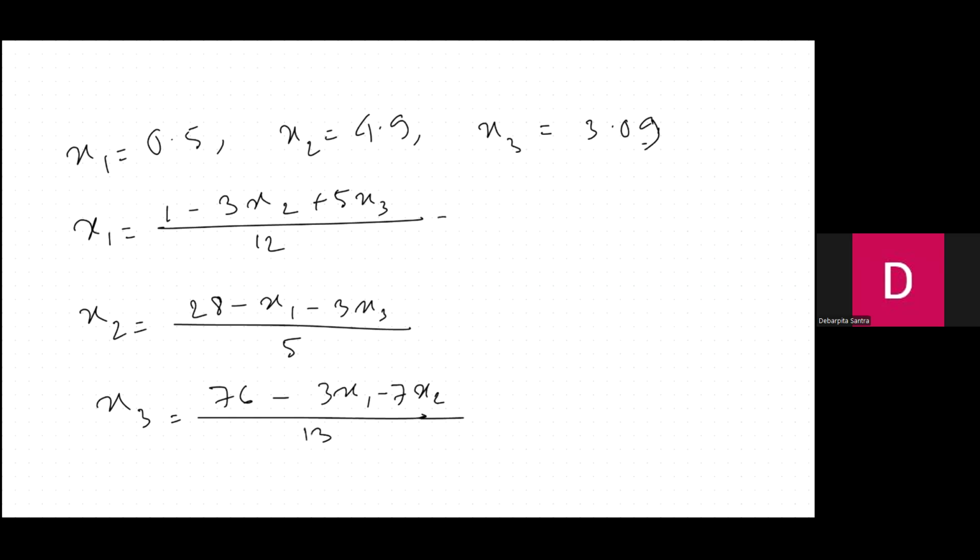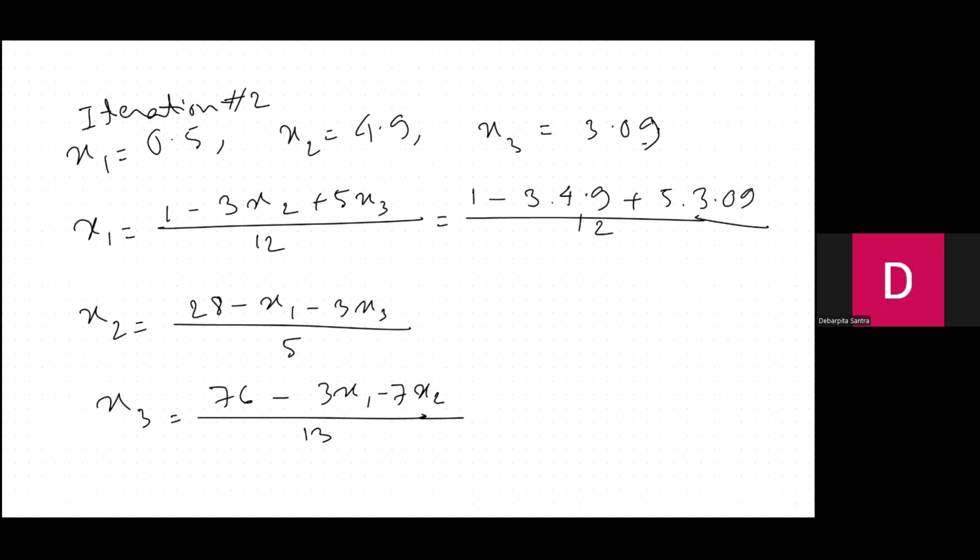Now if you put down the values you obtained in iteration 1, and this is iteration number 2, x1 becomes 1 minus 3 into x2, x2 means 4.9, plus 5 into x3, x3 means 3.09, divided by 12. So that becomes 0.14679. If you calculate this, it becomes like this. What is the value of x2? It becomes 28 minus x1. x1 means now you have to put in the updated value of x1.